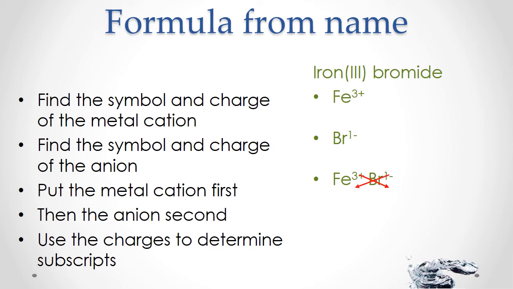So we're going to take the superscript from the iron and put it as the subscript for the bromide, and then we're going to take the superscript for the bromide and make it the subscript for the iron. We're going to drop the 1 because we don't need to indicate it, and drop our charges, so we end up writing FeBr3. So iron 3 bromide is going to end up equaling FeBr3.